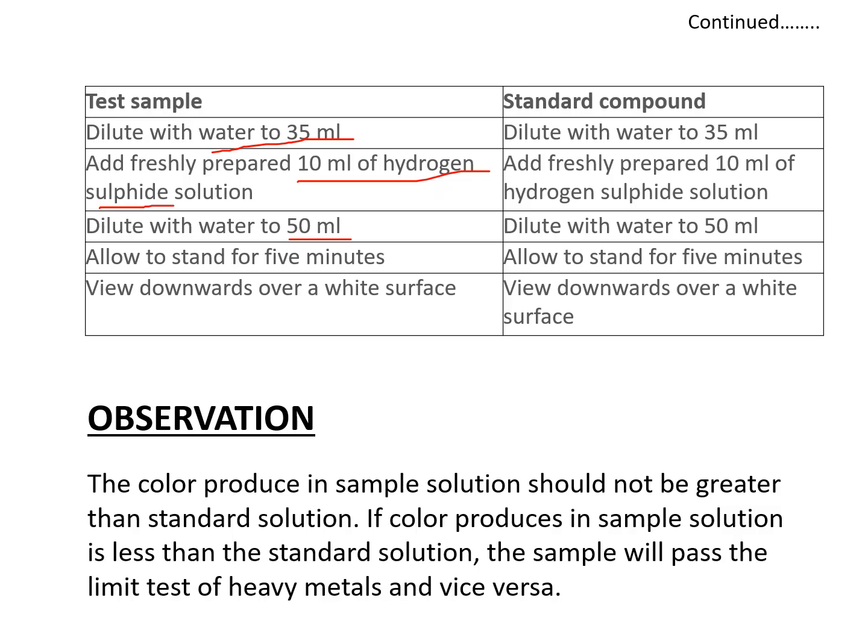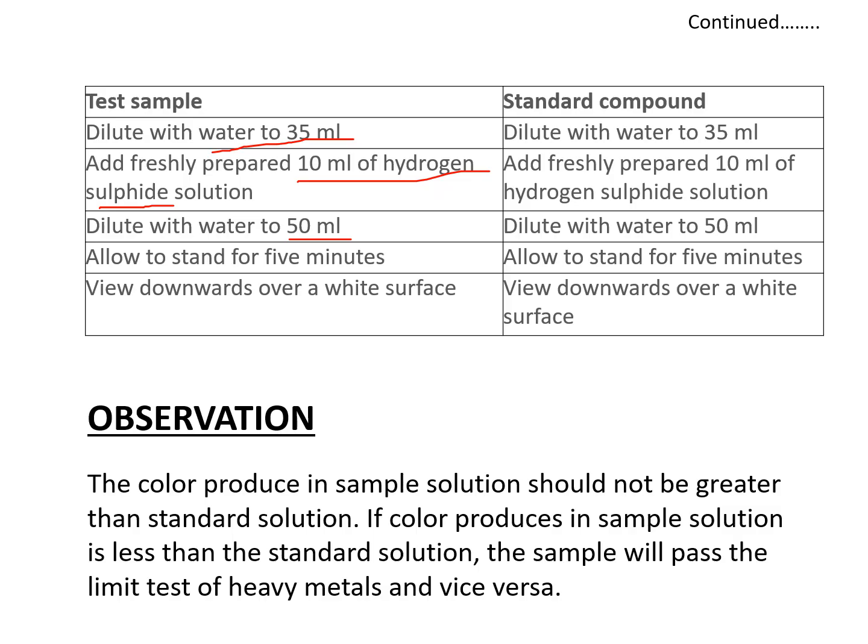Then allow it to stand for 5 minutes and view downwards over a white surface. We can see the observation. The color produced in the sample solution should not be greater than that of the standard solution. If the color produced in the sample solution is less than that of the standard solution, the sample will pass the limit of heavy metal. Or if the color produced in the sample solution is more than that of the standard solution, the sample will fail the limit for heavy metals.